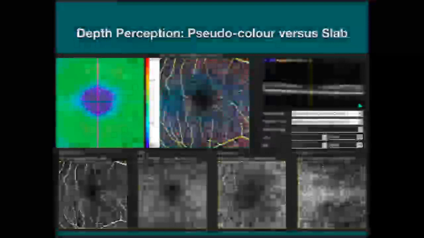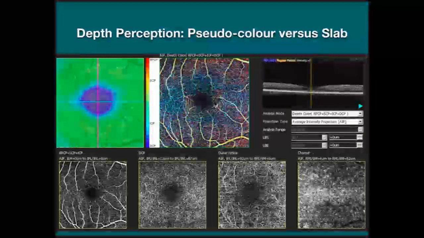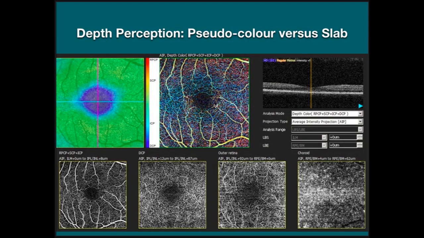OCT angiography shows us all the layers of the capillaries and blood vessels in the retina. So we need a way to represent the different depths of the blood vessels. One way is to use pseudocolor like typical OCT scans, which have different colors for different layers of the retina. Obviously, it's not true coloration. That's why we call it pseudocolor. So this image in the center gives us a pseudocolor image of all the layers of the retina. The most superficial vessels in the RNFL layer are in red, and as you move deeper into the retina, down to the deep capillary plexus, they become deeper in color down to the blue.